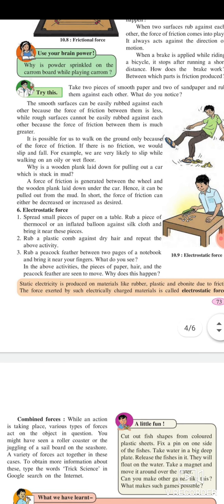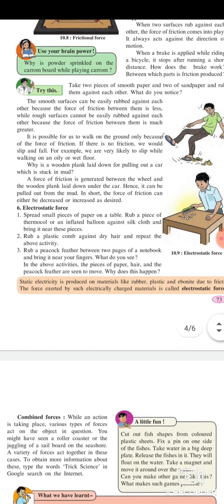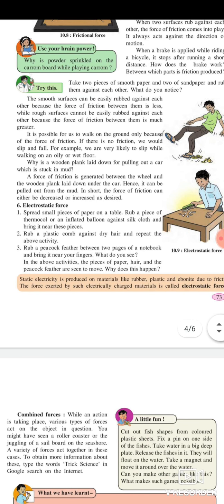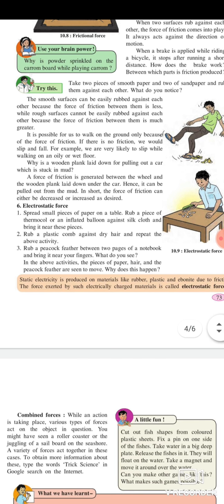If there is no friction, we would slip and fall. For example, we are very likely to slip while walking on an oily and wet floor. Why? Here is a wooden plank laid down for pulling out a car which is stuck in mud. The force of friction is generated between the vehicle and the wooden plank laid down under the car, hence it can be pulled out from the mud.